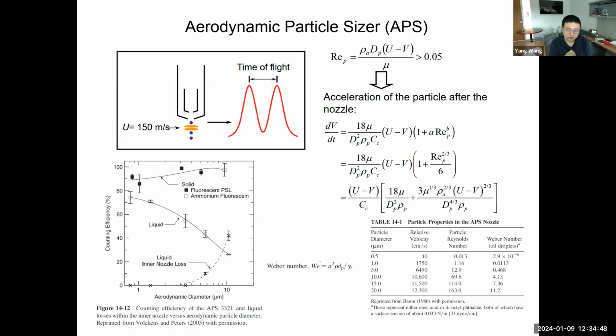Instead of having a spherical shape, they will change into a flat, circular shape. And then the drag force will be very different compared to the spherical particle. At the same time, because of this high flow speed, these droplets can get fragmented, right? So you lose the particles, fragmented into smaller or tiny droplets, so you cannot detect them very easily. So this is about the APS.